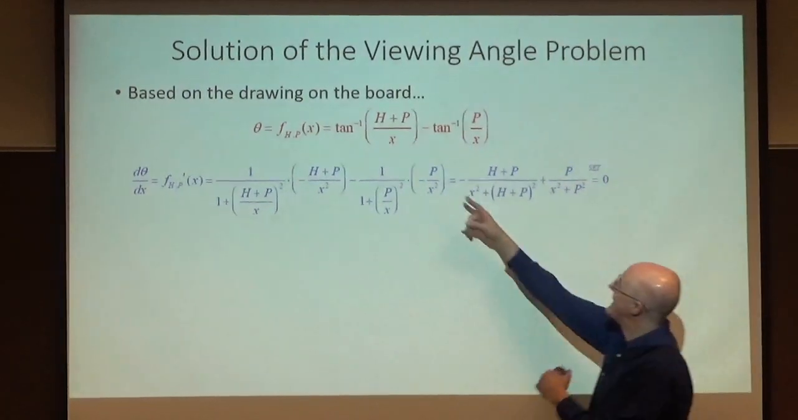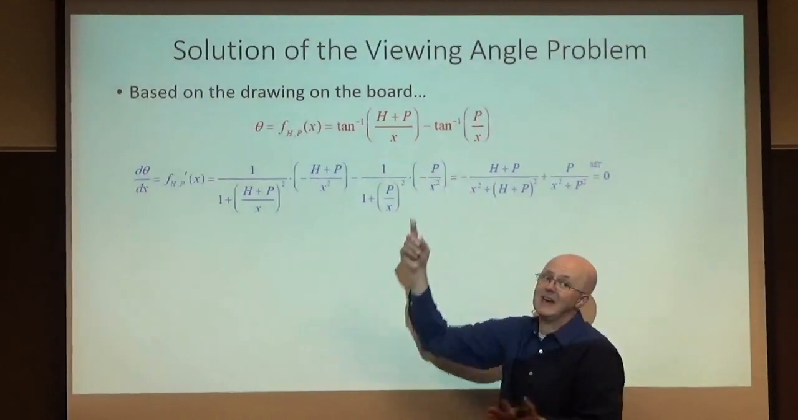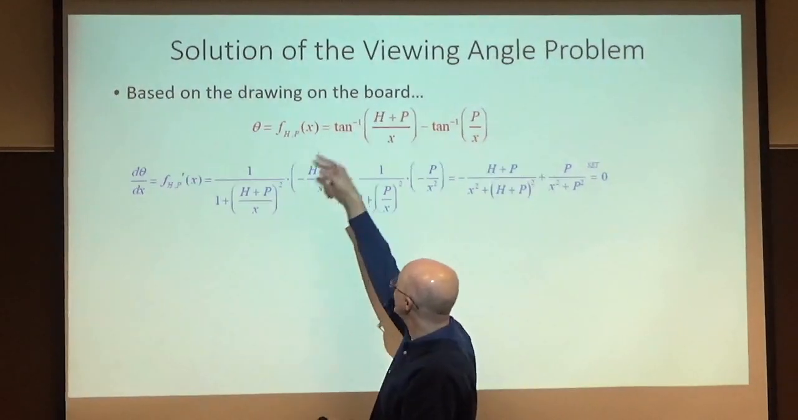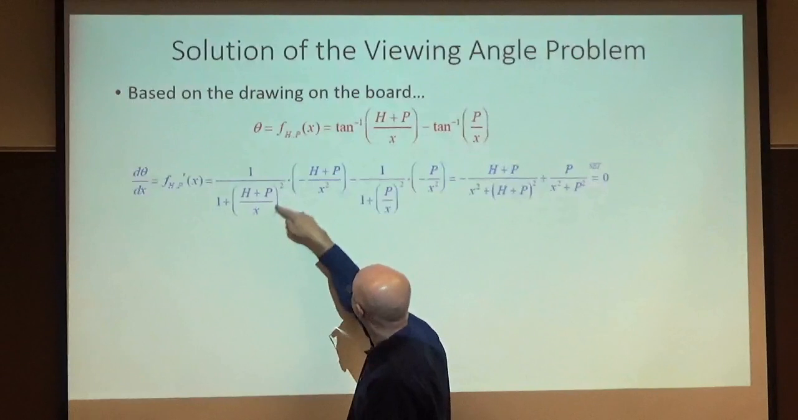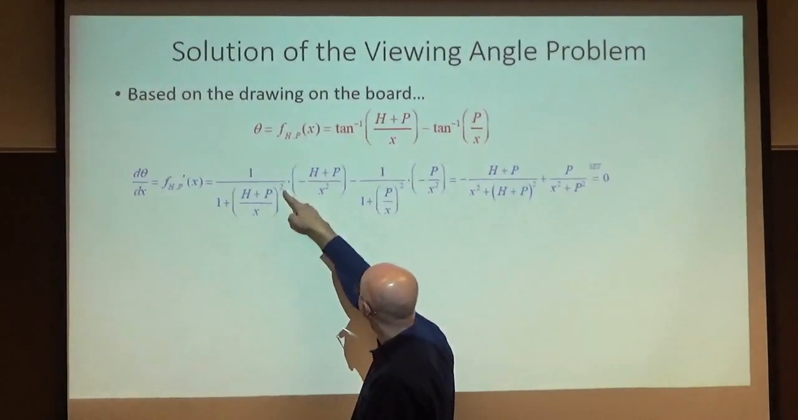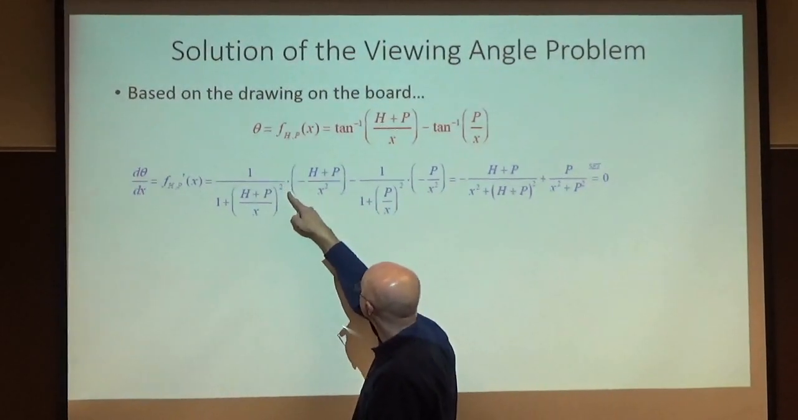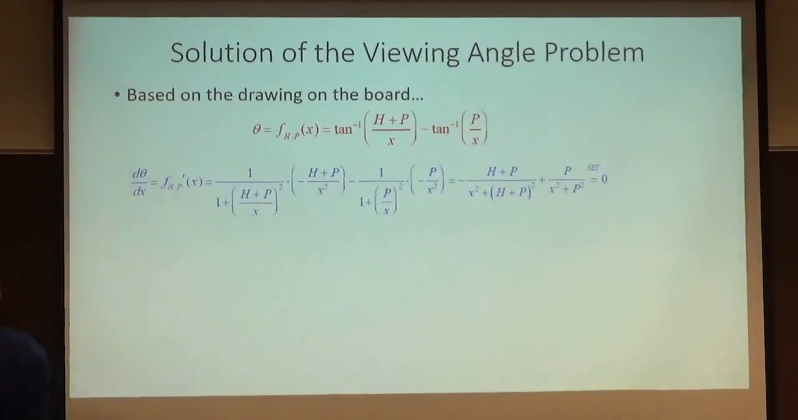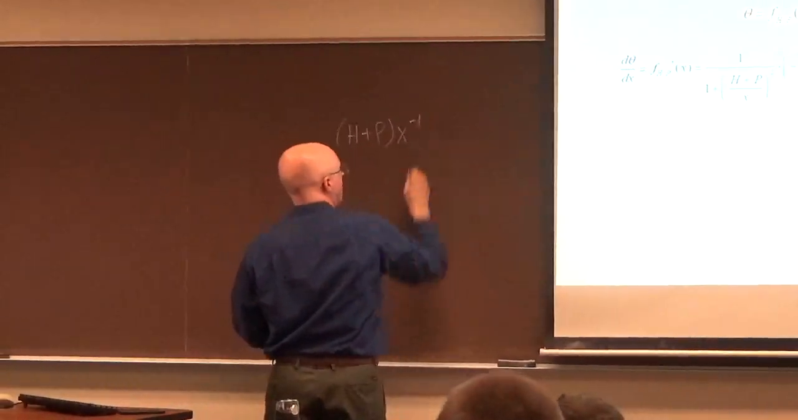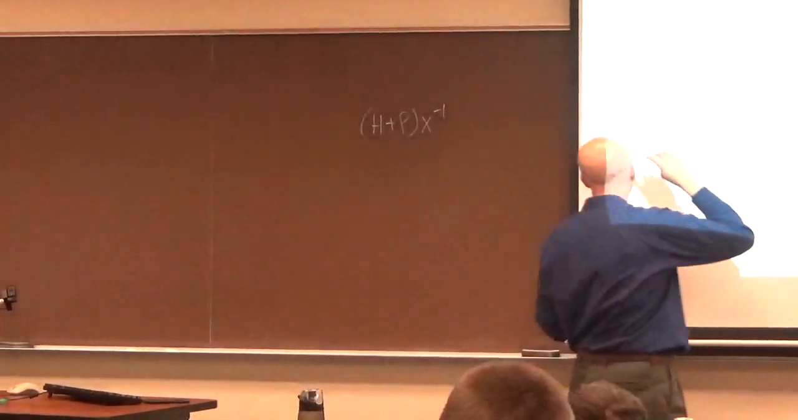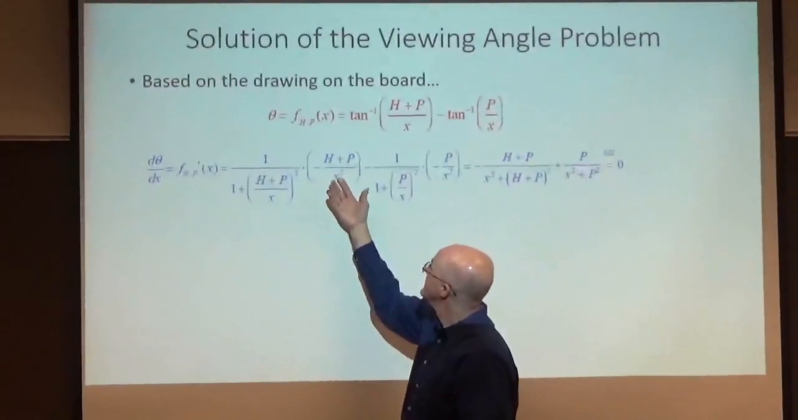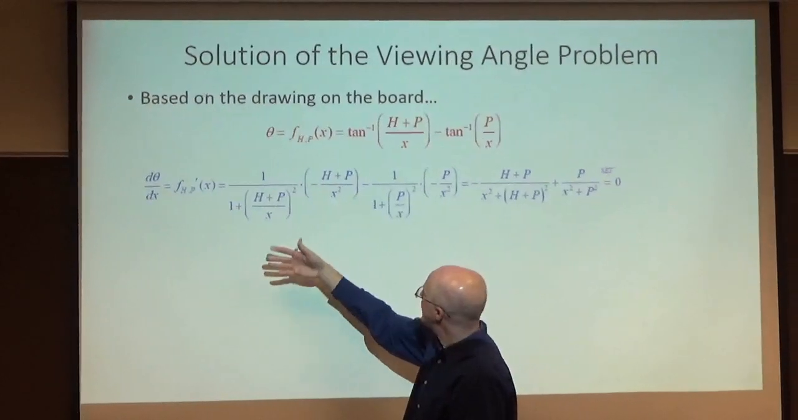Oh, but I don't have plain x's in here. I've got things over x. I've got to use the chain rule too. So in each case, like with this one, I get a 1 over 1 plus the inside function squared, the h plus p over x quantity squared. The chain rule says now multiply times the derivative of that thing, which is, by the way, the same as h plus p times x to the negative 1 power. So an h plus p is just a constant when I do the derivative, at least. So I get negative h plus p times x to the negative 2 power.